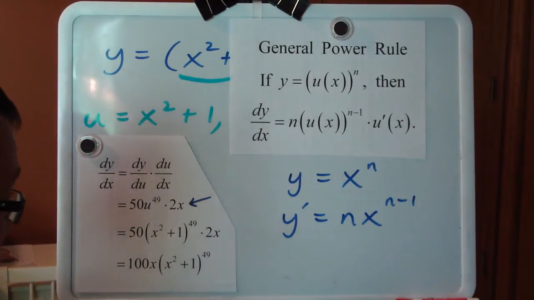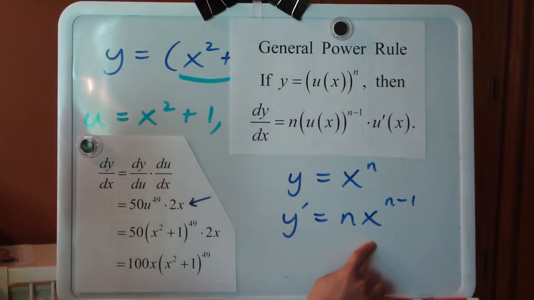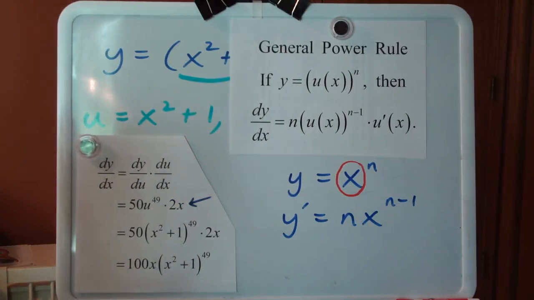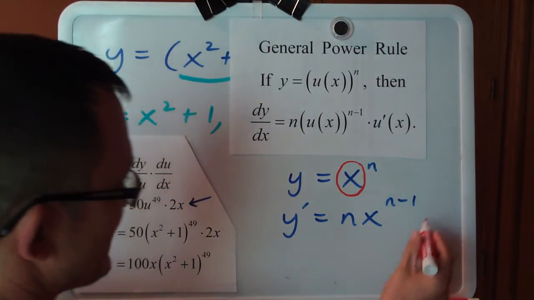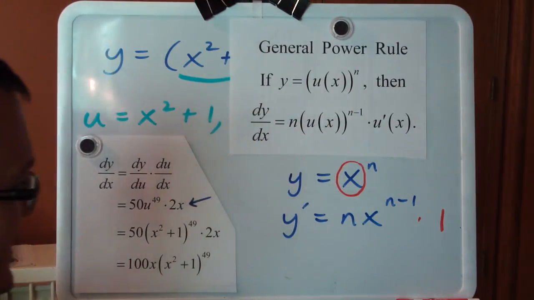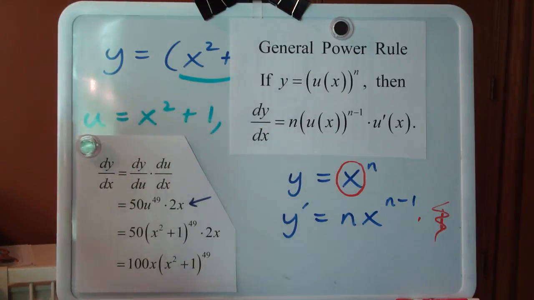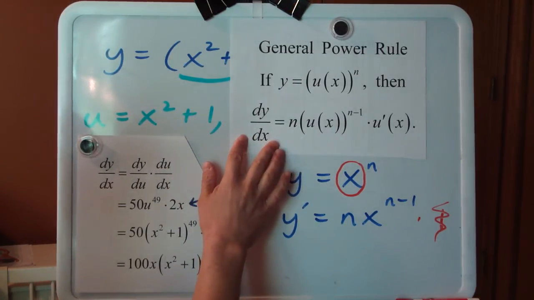And so you can rewind the clock and think about what that means for an earlier section. Because in the old power rule, the inside function is actually just an x. So if you wanted to apply the chain rule to something like this, you could multiply by 1, but you could tell that we never bothered to write that down. Okay?